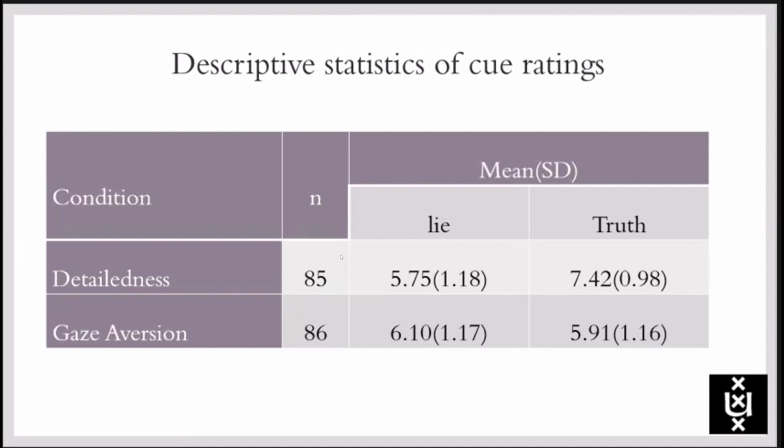So on the whole, we had 85 participants in the detailedness group, and they rated truthful statements as containing more details, and lie statements as containing less details. And for the gaze aversion, we had 86 participants, and they rated deceitful statements as having more gaze aversion and truthful statements as having less gaze aversion. So we go to the main analysis.